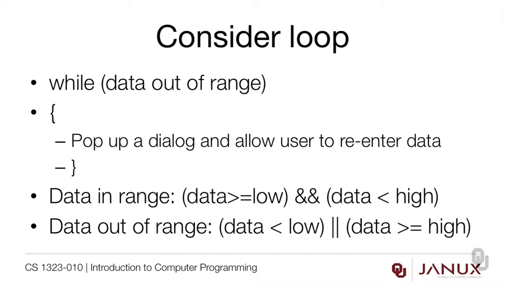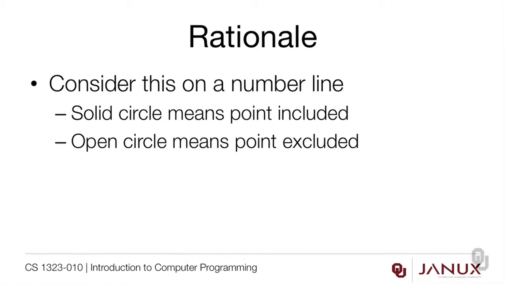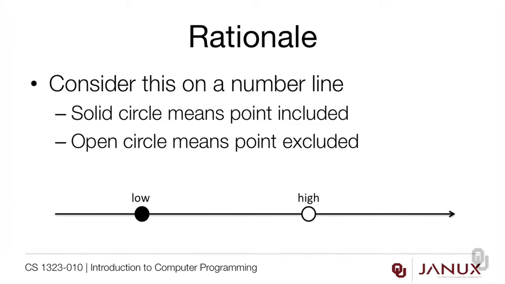Now, for some people, that's going to be perfectly apparent right from the first minute, but it can be subtle for some other people to understand. So I'm going to spend the next few minutes talking about why this is what data out of range looks like. Let's look at the rationale for this. First, let's think of this on a number line. Remember those things that you used back in algebra that the teacher told you were useful? Well, guess what? They're useful. Now, a solid circle means that the point is included, and an open circle means the point is excluded. So this is what our range looks like on the line.